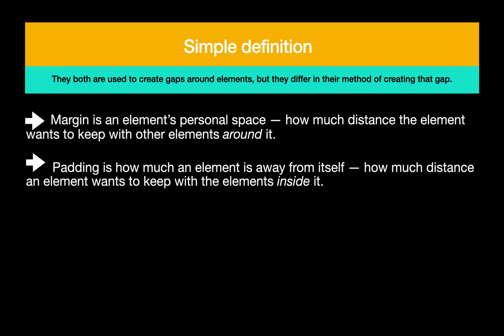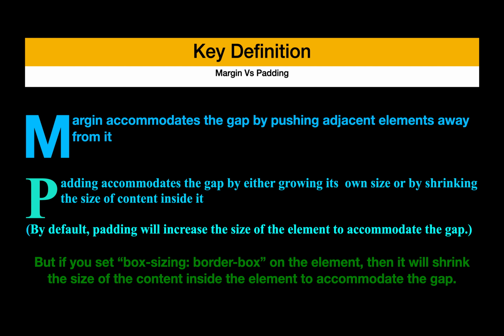So let me show you some simple definitions. Margin is an element's personal space, that is how much distance the element wants to keep with other elements around it, whereas padding is how much an element is away from itself, say the distance an element wants to keep with the element inside it. Here is the key definition that you have to note down. Margin accommodates the gap by pushing adjacent elements away from it, while padding accommodates the gap by either growing its own size or by shrinking the size of the content inside it.